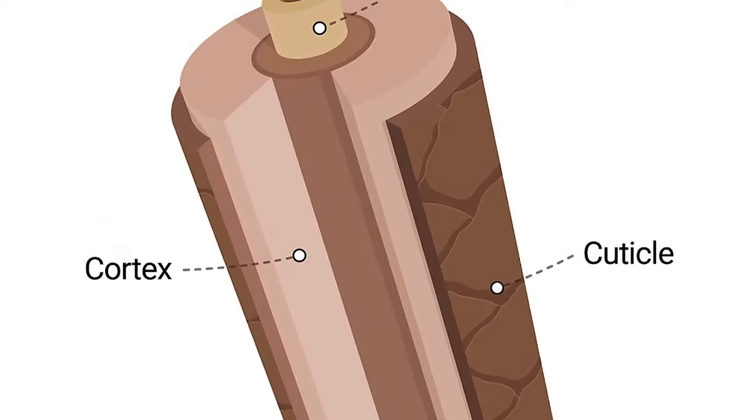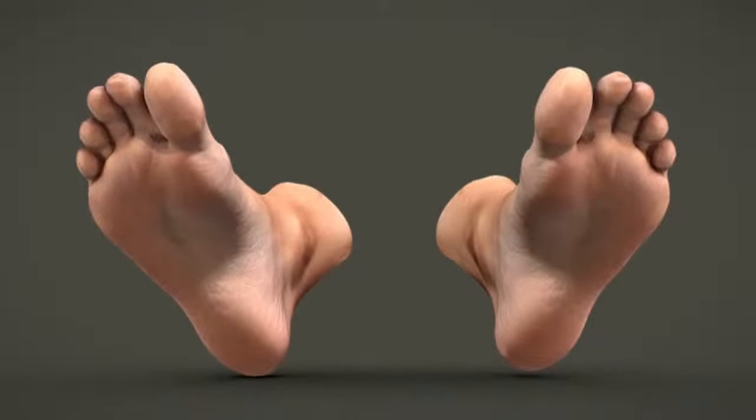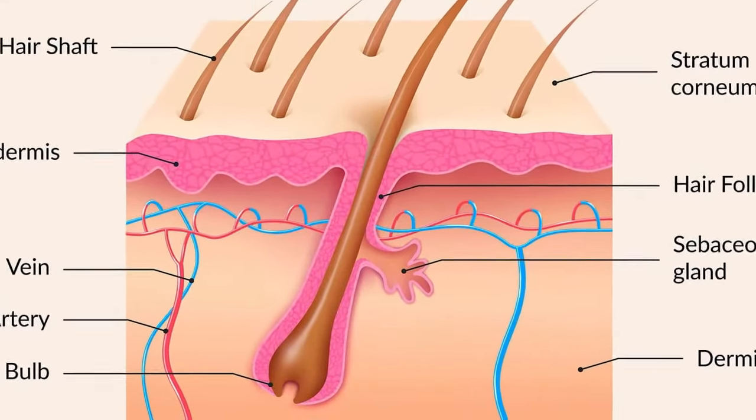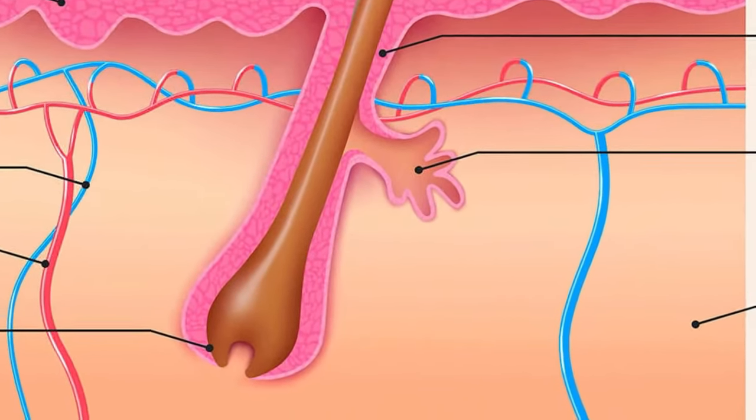Hair. Hair is made up of dead keratinized cells and is found all over the body, with the exception of the palms of the hands and soles of the feet. Hair provides insulation and protects the skin from UV radiation and physical damage. Each hair follicle contains a small bundle of muscles that can contract to cause goosebumps.